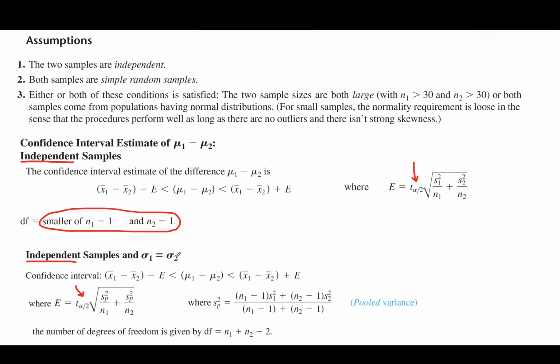However, if the question says we have some sort of information about population standard deviation, and these two numbers are the same, in that case you're going to use a pooled variance. Use the pooled variance to calculate the margin of error. And the degrees of freedom that you're going to use is N1 plus N2 minus 2. Now let us begin one example.